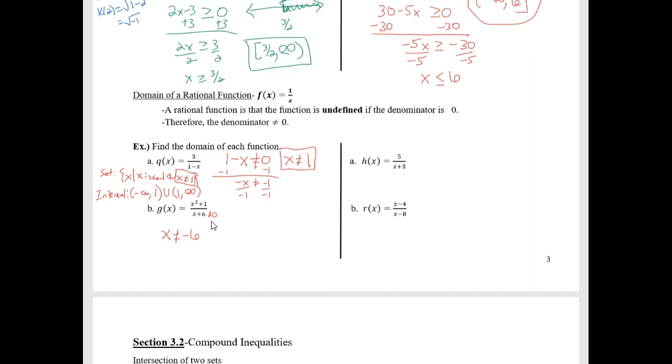Again, if you were asked to write it in set builder notation, you would just say all the x's such that x is not equal to negative 6. And again, you might see it with x is real and x is not equal to negative 6, but I've also seen it this way on your homework. Try the 2 on the right.